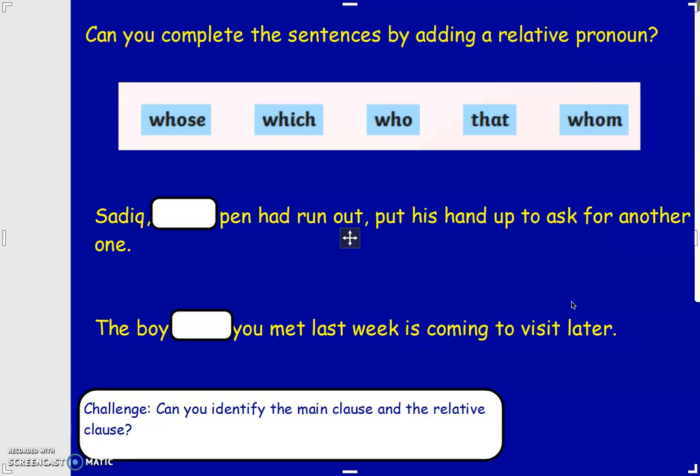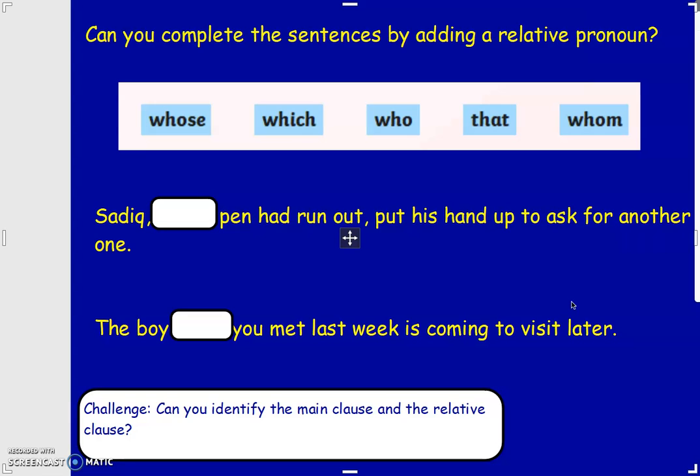Right, so in last lesson start, we had another look at relative pronouns and relative clauses. These were the relative pronouns again, so they're whose, which, who, that, and whom. And we've got to add them into the sentence so they make sense. So Sadiq, something, had a pen run out, put his hand up to ask for another one. The boy, something you met last week, is coming to visit.